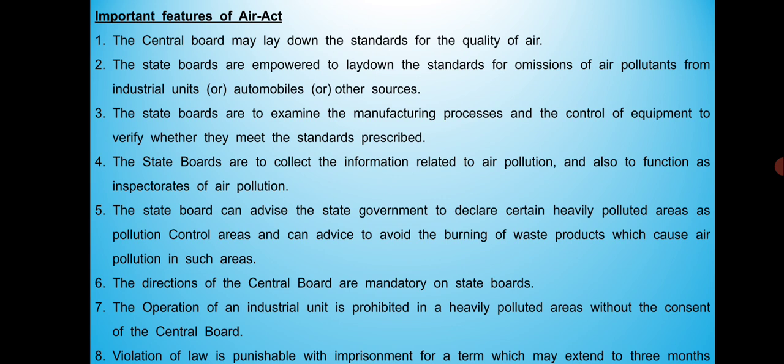The State Board can advise the state government to declare certain heavily polluted areas as pollution control areas and can advise to avoid the burning of waste products which cause air pollution in such areas. The directions of the Central Board are mandatory on state boards. The operation of an industrial unit is prohibited in a heavily polluted area without the consent of the Board. Violation of the law is punishable with imprisonment for a term which may extend to 3 months.